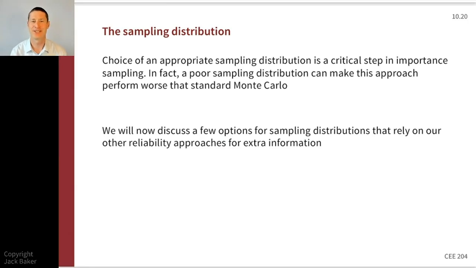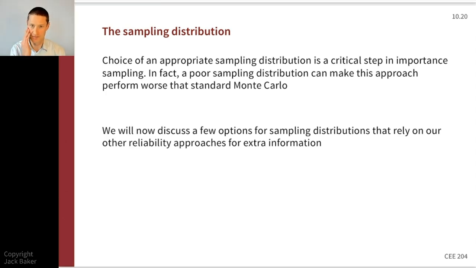Hi, in this video, I want to talk some more about the sampling distribution for the importance sampling approach that we introduced in the previous video. So we saw we've got some potential here. I want to talk a little bit more about what potential we have for better performance, and then talk a little bit about how we might effectively choose that sampling distribution to make sure we get benefits rather than problems out of doing this extra step, okay?